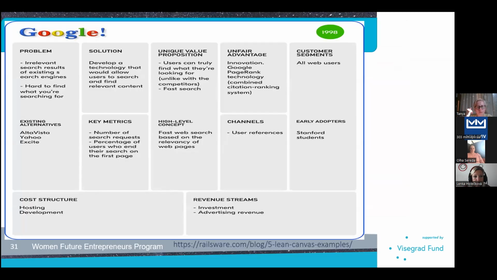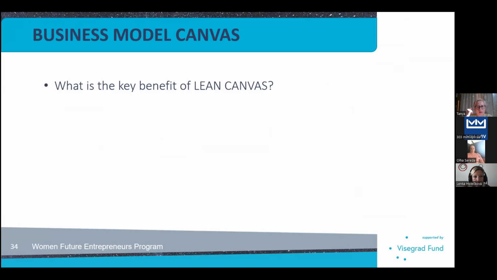And maybe, what do you think? What is the key benefit of Lean Canvas? In this case, for Joe and Joe's business, and also from the global point of view, what is the key benefit of this template? Anyone can answer this question. If you have any idea, it would be great to share it. What is the key benefit of this model?